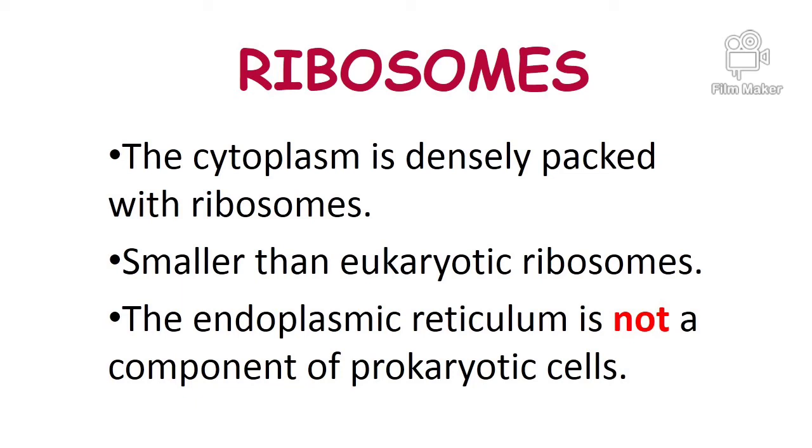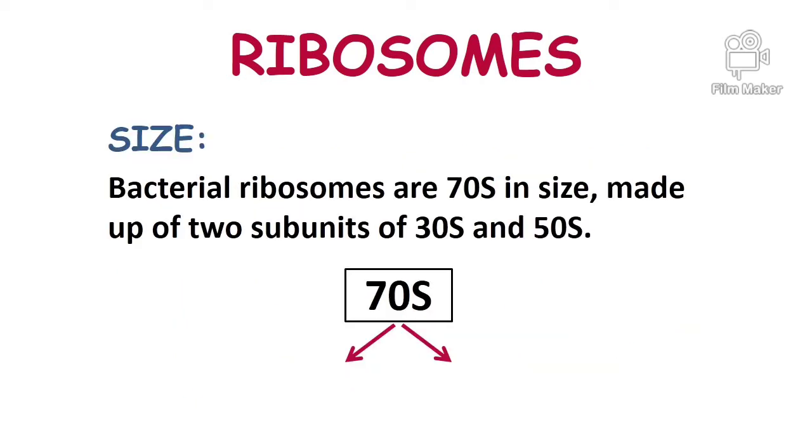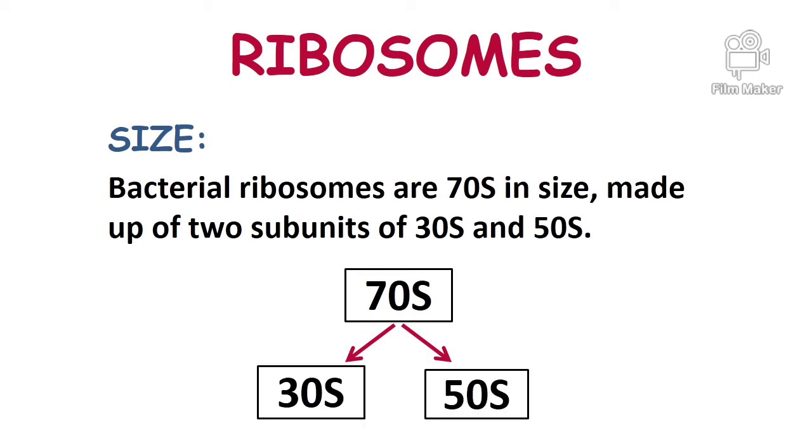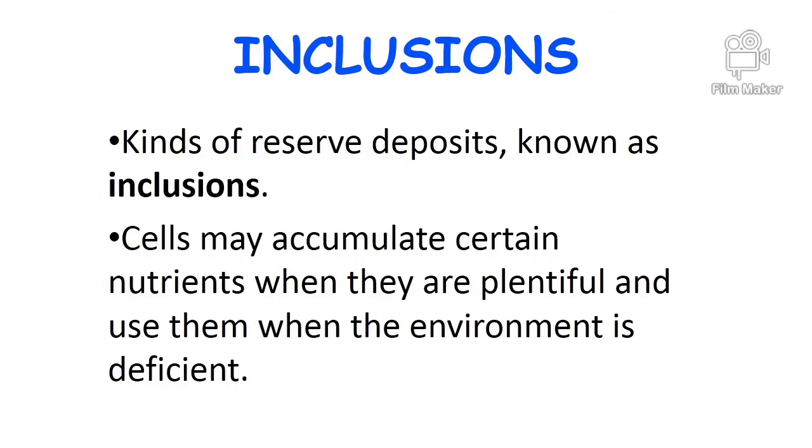They are smaller than eukaryotic ribosomes. The endoplasmic reticulum is not a component of prokaryotic cells. Bacterial ribosomes are 70S in size, made up of two subunits of 30S and 50S. Inclusions. Within the cytoplasm of prokaryotic cells are several kinds of reserve deposits, known as inclusions. Cells may accumulate certain nutrients when they are plentiful, and use them when the environment is deficient.